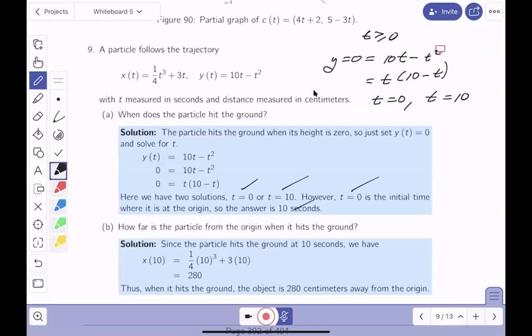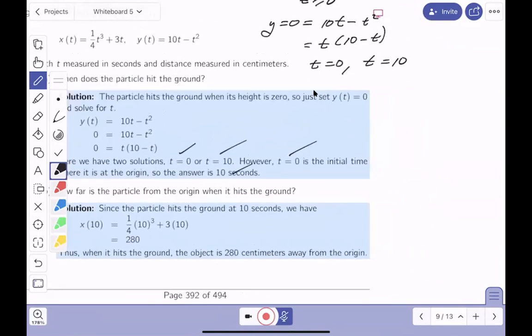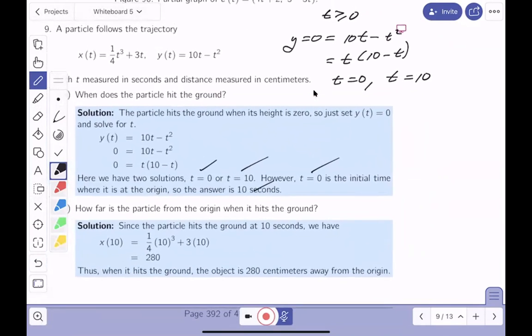How far is the particle from the origin when it hits the ground? Well, how far is it from the origin? Well, it starts at the origin, it hits the ground at 10 seconds, right? So what's its distance over here? That would be the x-coordinate. So what's x at 10? I don't know. I got to plug that in.